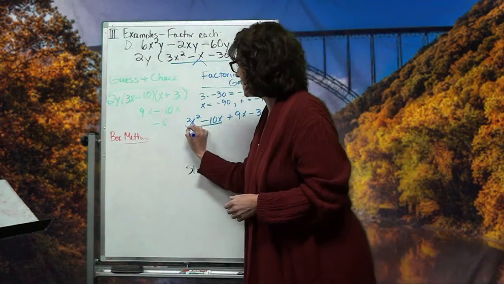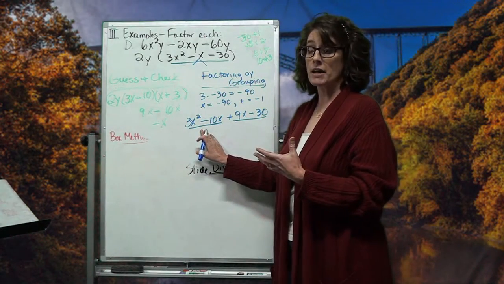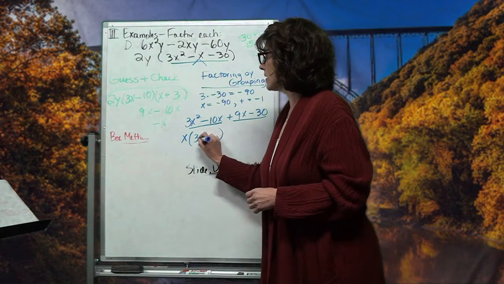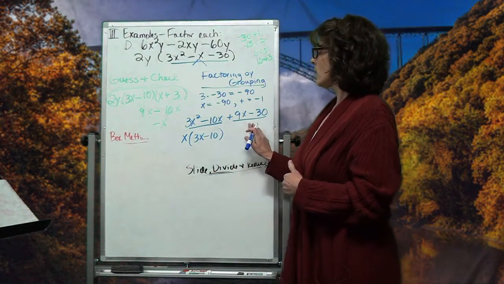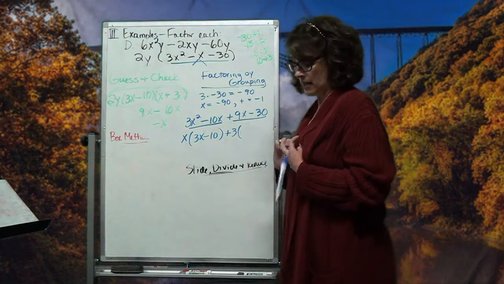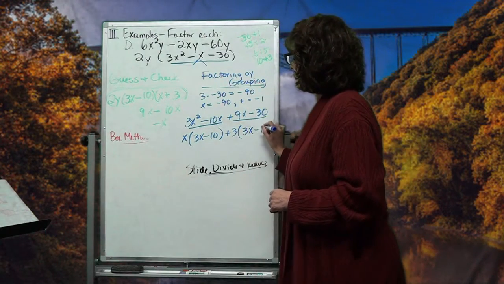So I'm going to pair up these, and I'm going to pair up these. Now as I look at these, I'm asking what's common that I can divide out. I can take an x out of each one. When I do, I'm left with a 3x minus 10. And here what's common is a 3. When I take that 3 out, I'm again left with a 3x minus 10.